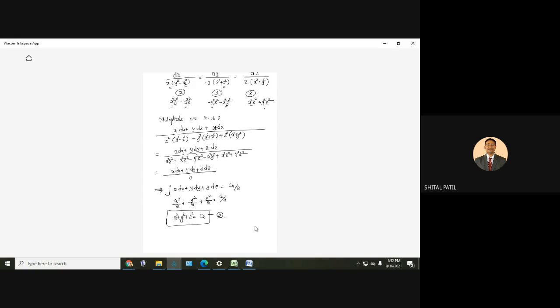Suppose in this case x square plus y square plus z square equal to c2. This is one solution. Suppose I can write in this way also: instead of considering x, y, z, if I consider phi u x, phi u y, phi u z, I'll get the solution in this way: phi u x square plus y square plus z square equal to c2. But both of them are the same only.